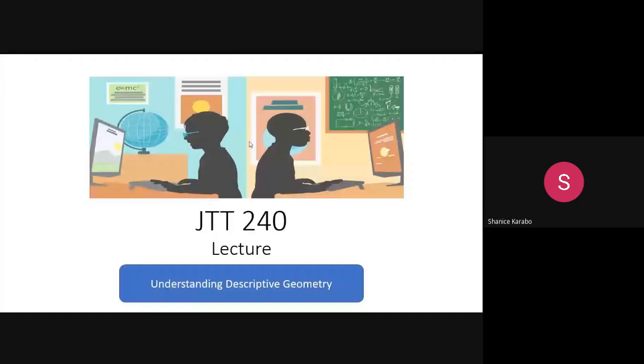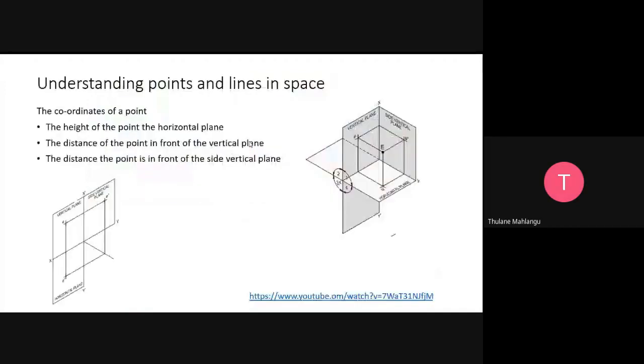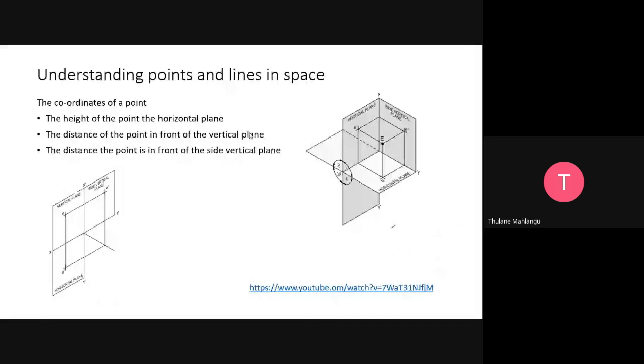Yes. Okay. So now in descriptive geometry, we are working with points and lines in space. So how can I explain points and lines in space? We can say that points and lines in space are just points and lines that are not attached to anything. They are just in space. So first thing that I want us to look at is the different planes that we are dealing with. So we have a vertical plane, a horizontal plane, and a side vertical plane.